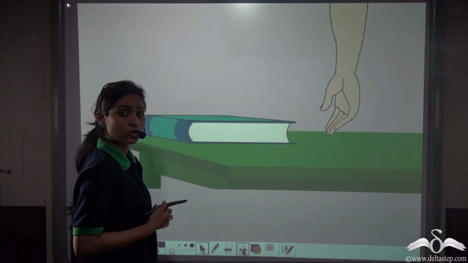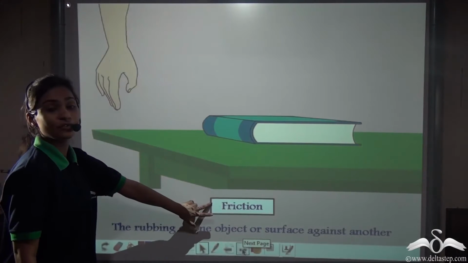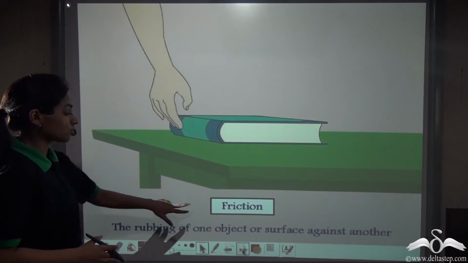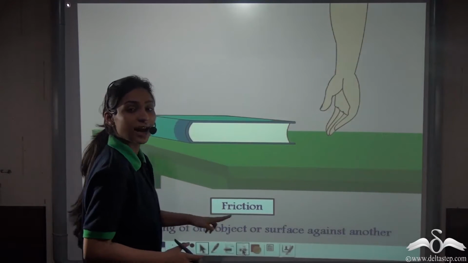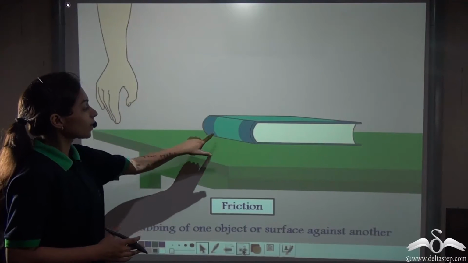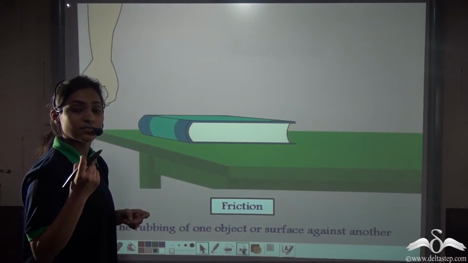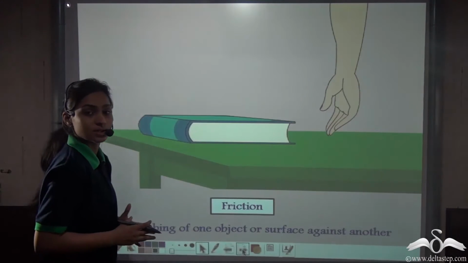Now, what is that force called? Well, that force is called force of friction. Where does this force of friction come from? Well, this force of friction is caused by the rubbing of one object or surface against another. So you can see that the book is rubbing against the surface of the table here. So there is this force of friction that is causing the book to stop after some distance.